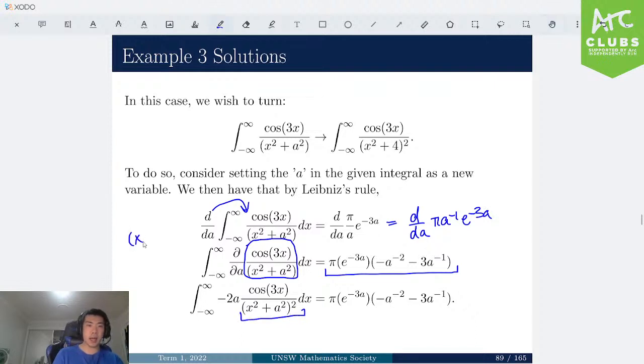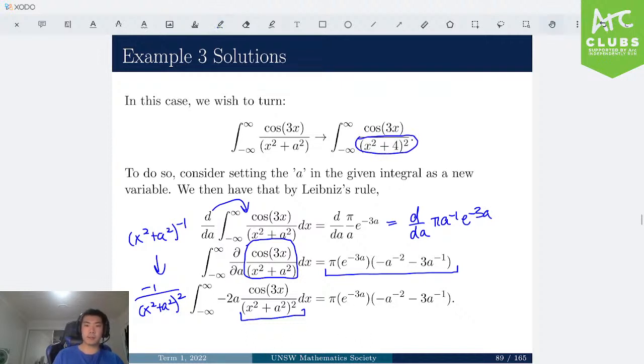Reason being, I have something of this form. So when I take the derivative, it should become this, right? So I get this denominator to the power of 2 now, which is what I want, right? I eventually want this, okay? Okay, so we take derivative on both sides.